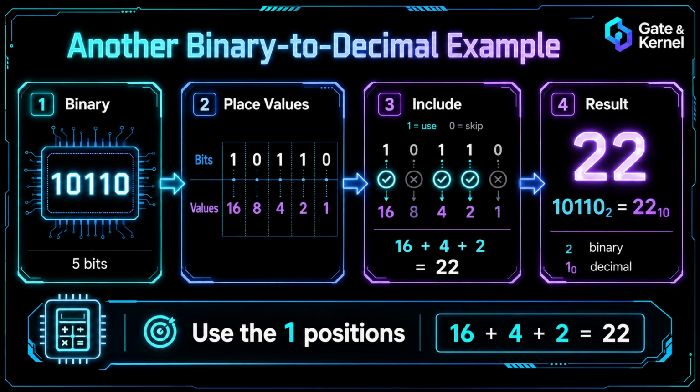Chapter 8. Another binary to decimal example. Now consider binary 10110. Its place values are 16, 8, 4, 2, and 1. The 1 bits select 16, 4, and 2. Add them together. 16 plus 4 plus 2 equals 22. So binary 10110 represents decimal 22. The method is always the same: add the place values where the bit is 1.